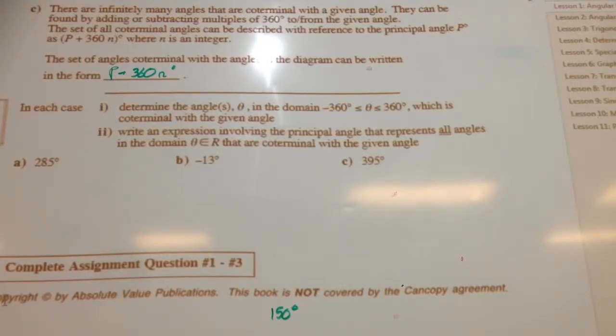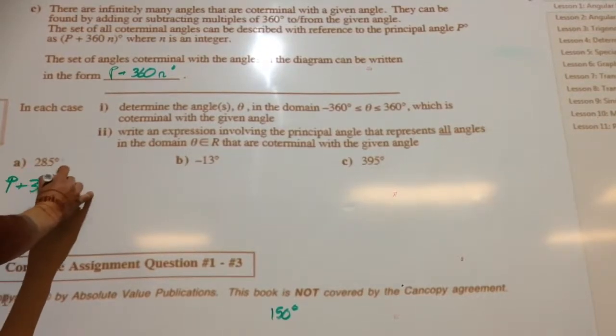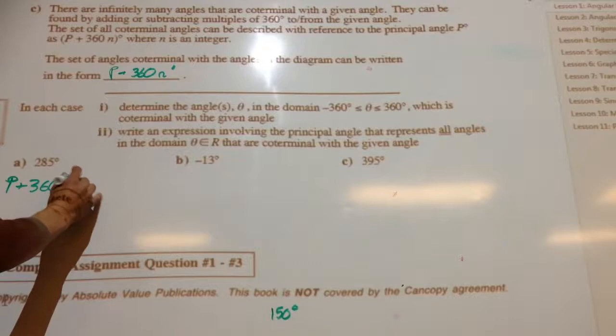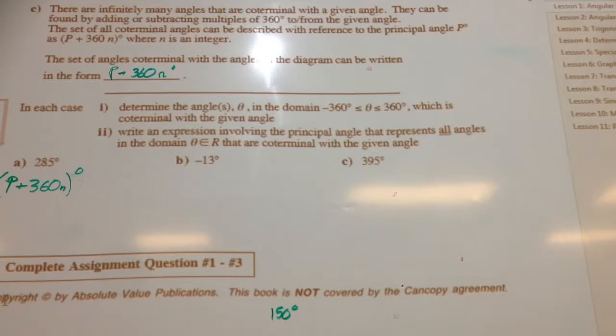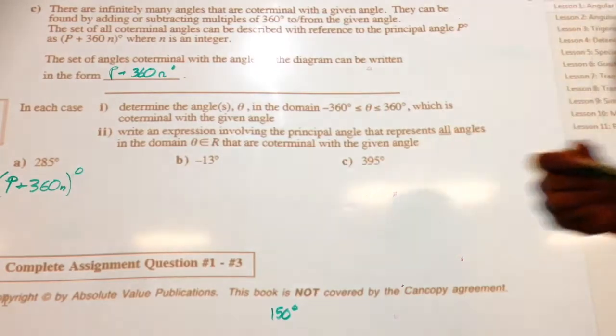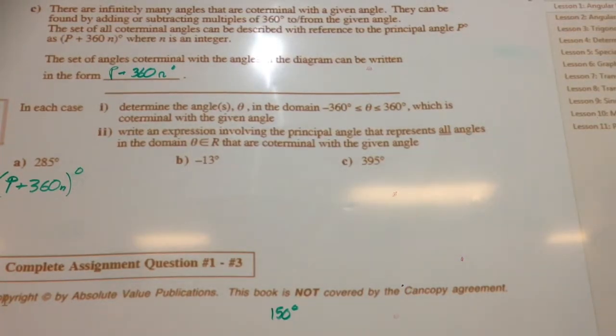All right, so what we're looking for here is the coterminal angle. So if I'm at 285 degrees, then we're using this, P plus 360 degrees N. So P stands for your principal angle, and right now we don't know what our principal angle is. We just know that we have 285 degrees. So that's the angle we have.